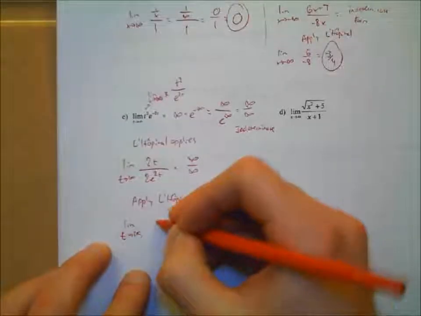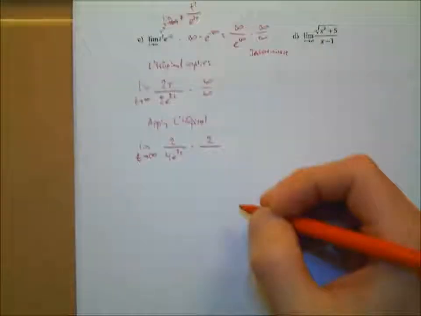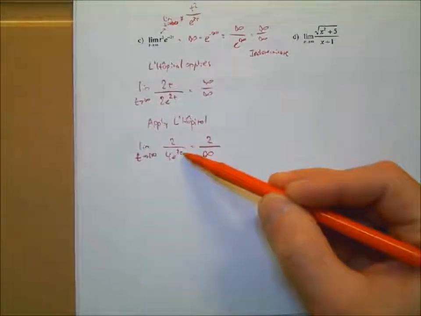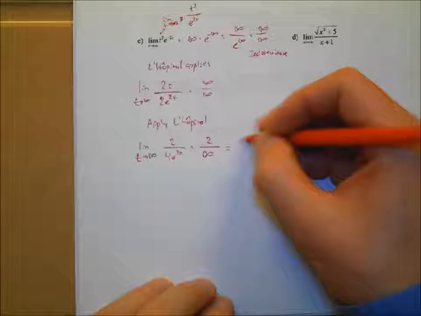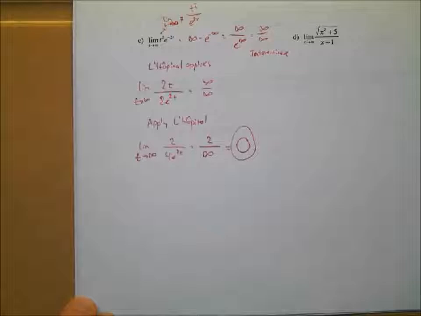Okay, we plug in infinity here, and we end up with infinity over infinity again. So we will apply L'Hopital one more time here. And we end up now with just 2 over 4e to the 2t. And we'll have 2 in the numerator over infinity in the denominator, right? Because 2 times infinity is infinity. E to the infinity is infinity. Times 4 is still infinity. So what does 2 over the infinity equal? 0. Exactly right.